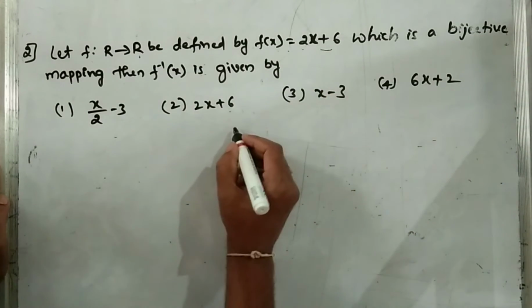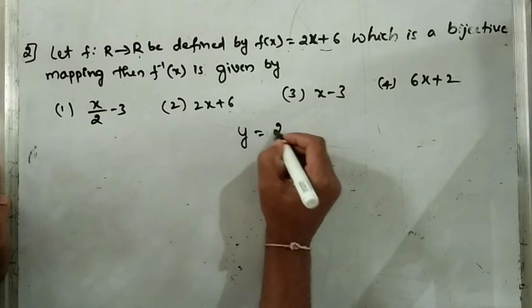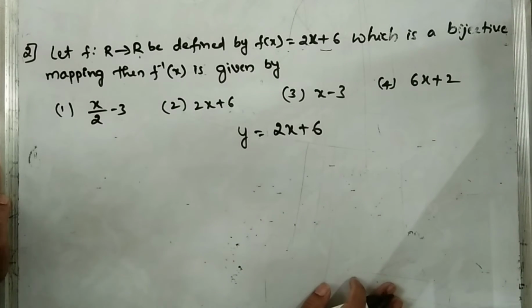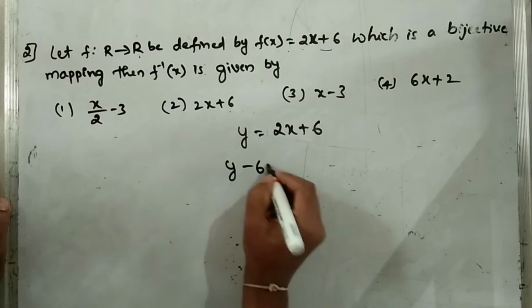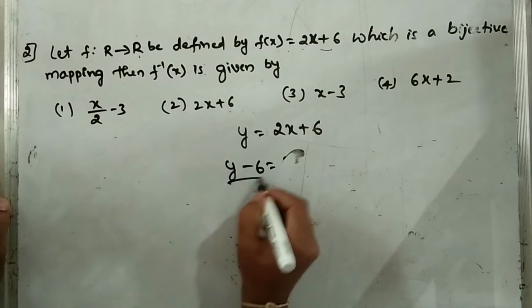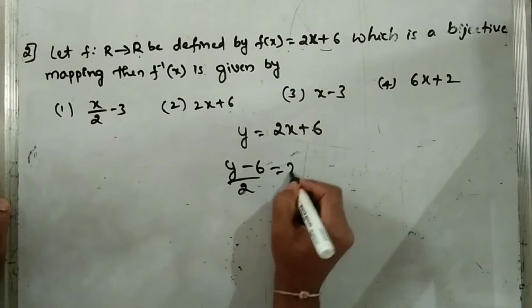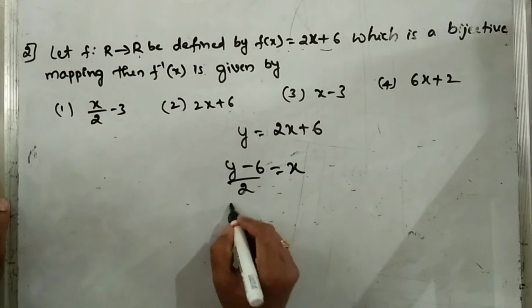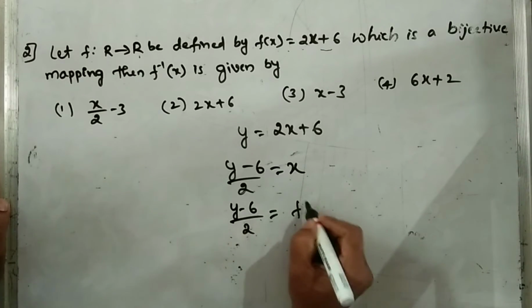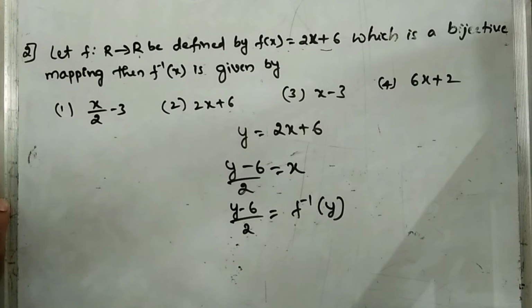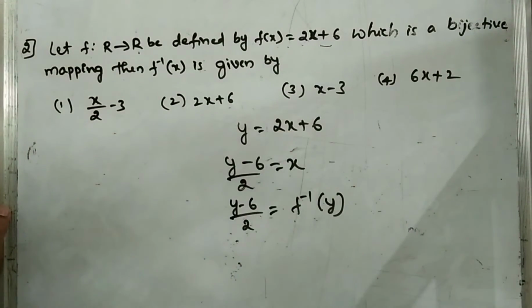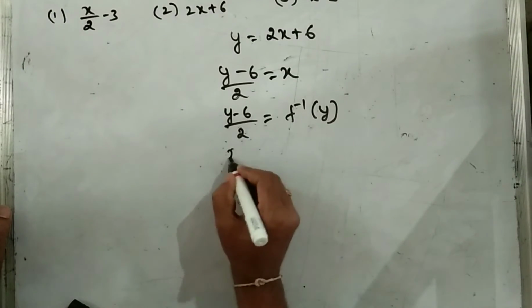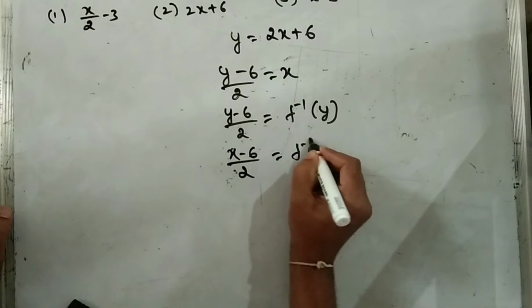Now I will take the function f of x, otherwise y is equal to 2x plus 6. Now I will simplify this. y minus 6 is equal to 2x, so (y minus 6) by 2 is equal to x. Now this (y minus 6) by 2 is in terms of f inverse of y. x is nothing but f inverse of y. Now they are asking for the function in terms of x. So (x minus 6) by 2 is nothing but f inverse of x.